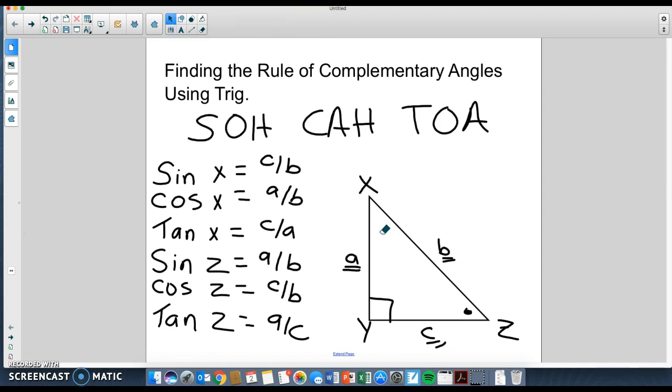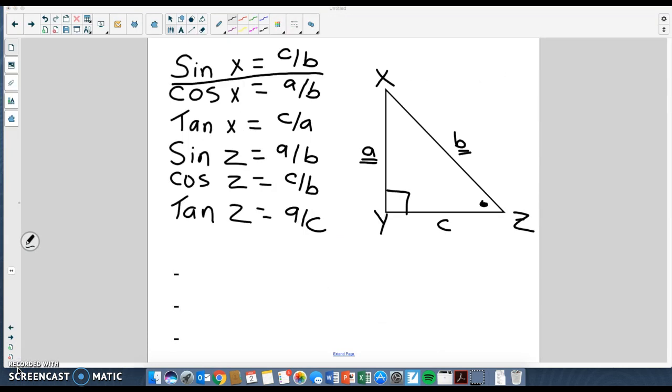Now, what I'd like you to do is take a look at your sines and cosines of both of these angles. What I'd like you to write down is if you see anything in particular that stands out, that may tell you something specific relating one of the sine, cosines, and tangents of x to the sine, cosine, and tangent of z. Here are the conclusions you should have come to.